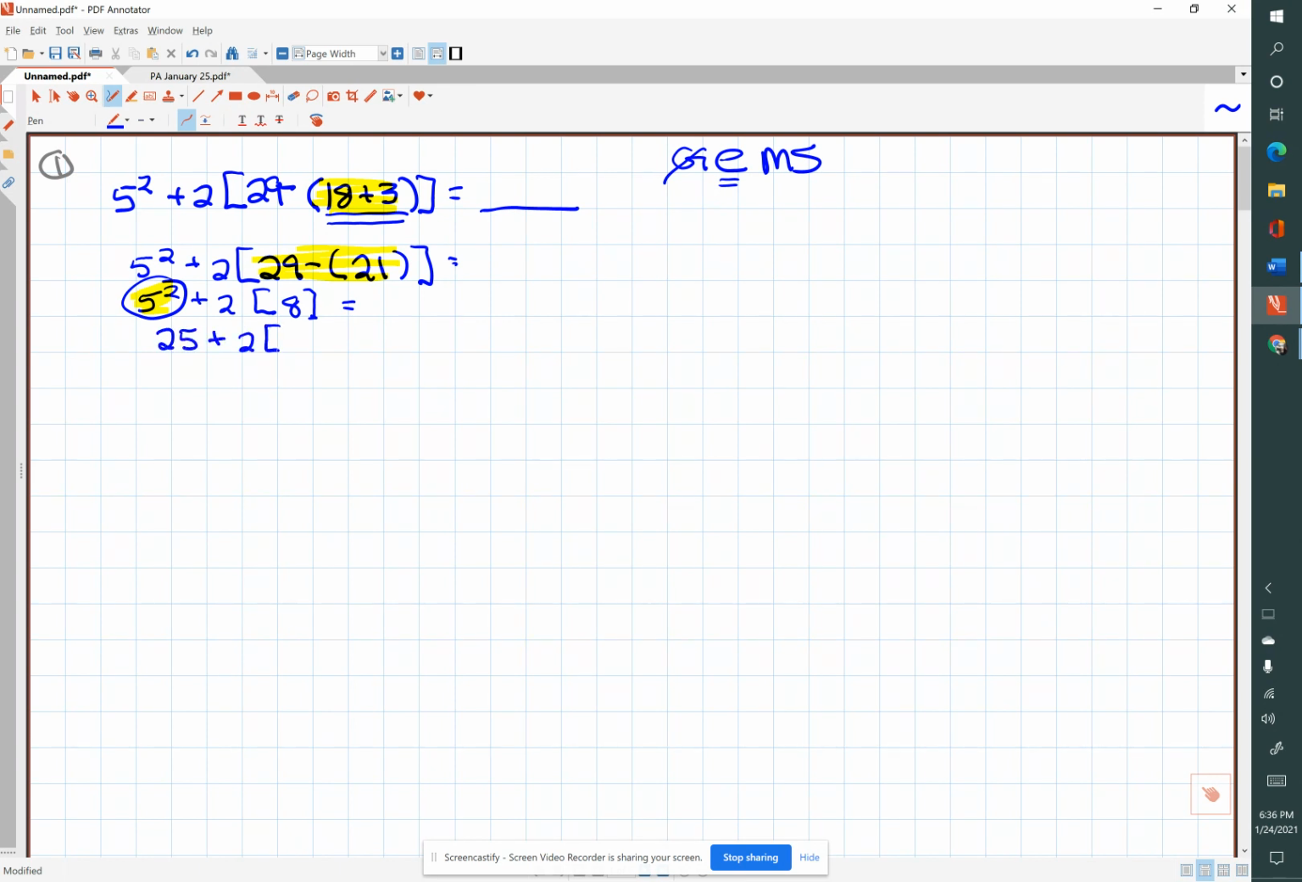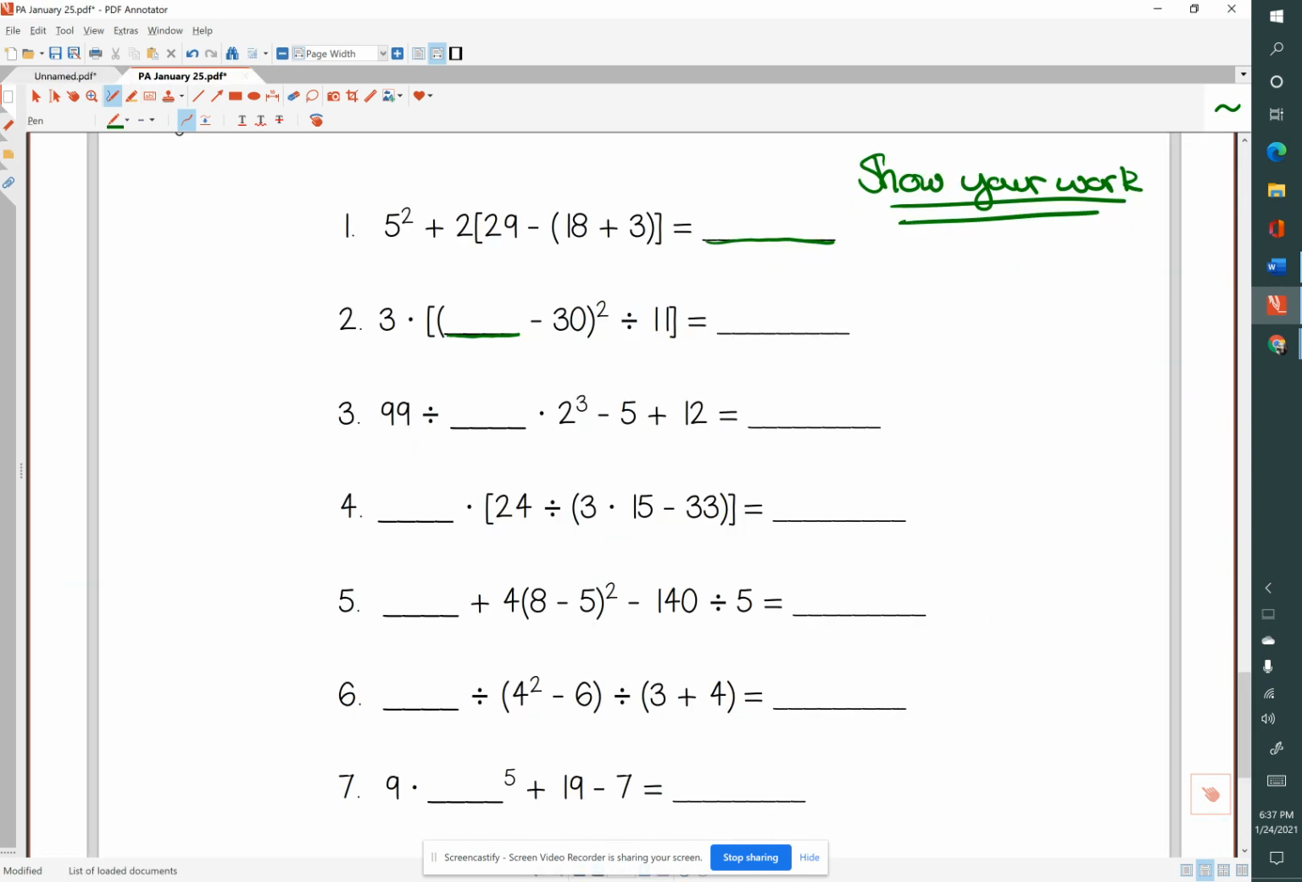Plus 2 times 8. And now we'll work on the multiplication. We've finished the exponent. So we have 25 plus 2 times 8, which is 16. And then we'll add 25. So we finished multiplication. 25 plus 16 equals 41. So that's our answer, and that will go right here on this line.